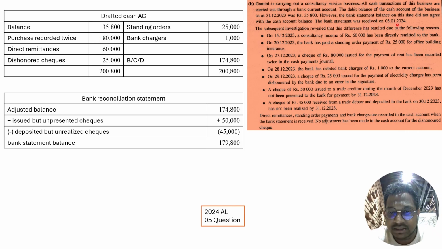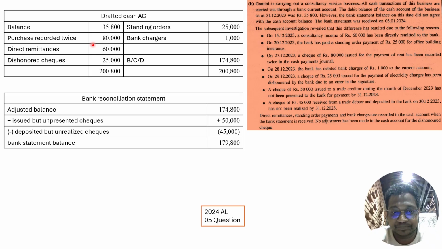The bank statement balance, yes. The bank statement balance and the cash balance are different, and these are the reasons for the difference. On 15/12/2023, a consultancy income of 60,000 has been directly remitted to the bank. So that should debit when you are drafting the adjusted cash account.